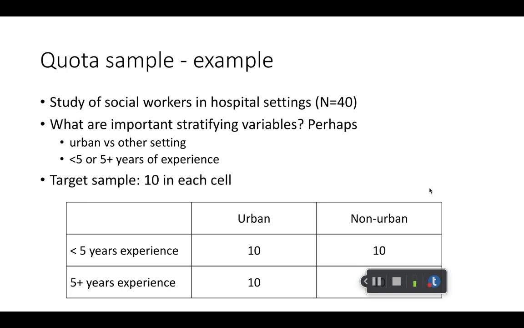So now I have a quota sample scheme that shows me that I'm going to try to find 10 people in each of these cells. 10 people in urban hospitals with less than 5 years of experience, 10 people in urban hospitals with more than 5 years of experience, and so on. That's my quota sample scheme.